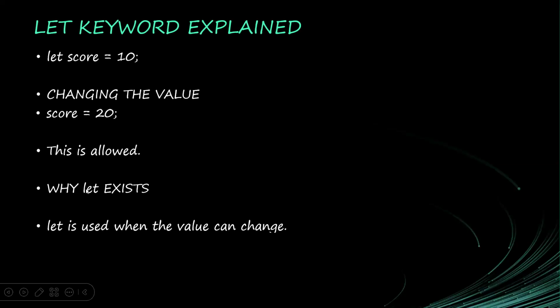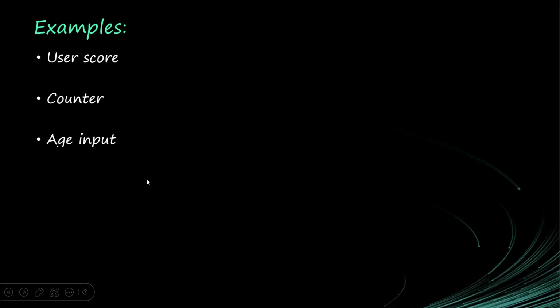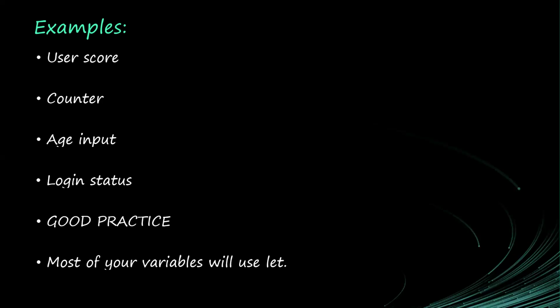So let is used when the value can change. You can use the let keyword to declare variables whose values can change. But whenever you have values that cannot change, you don't use the let keyword. Let's say you're writing a game. User scores can always change. A counter can always change. Somebody's age input can always change. Login status can either be logged in or not logged in, so it can always change. So good practice here is that most of your variables will use let.